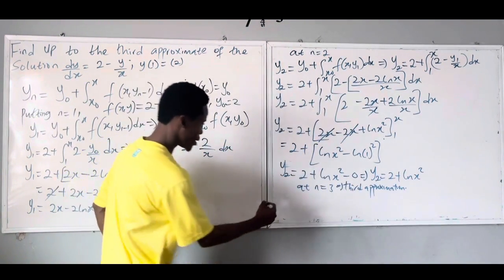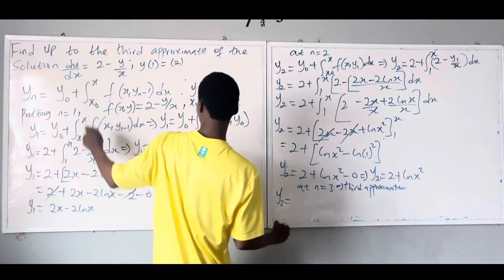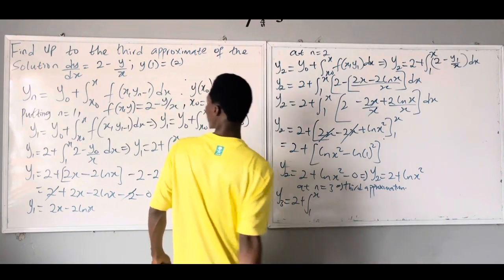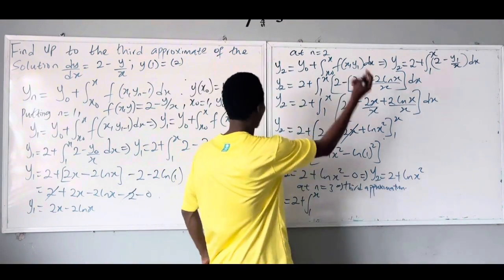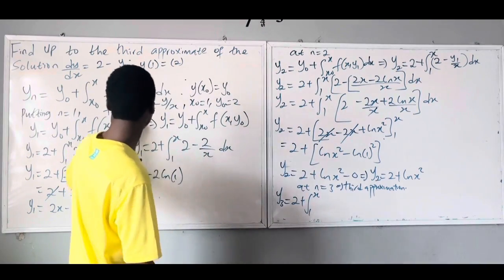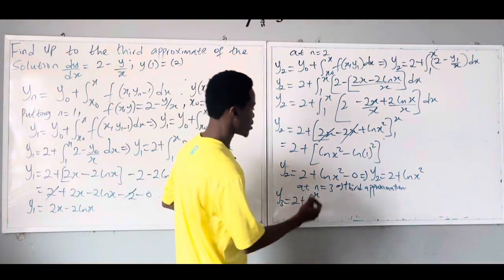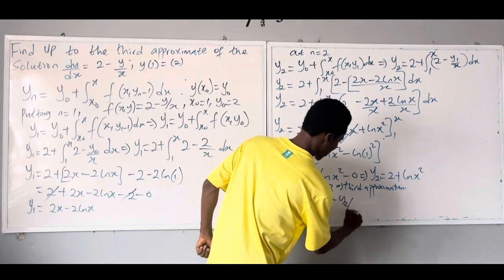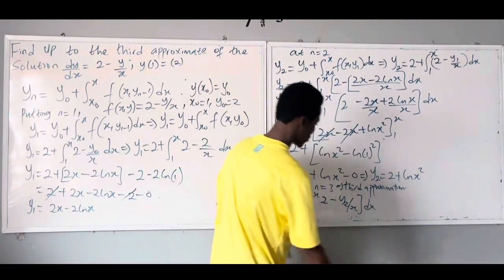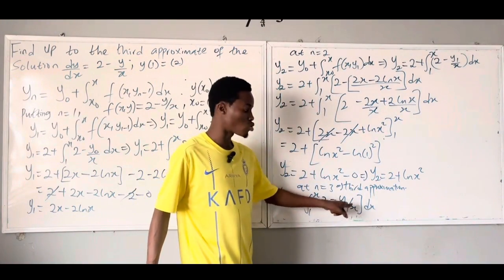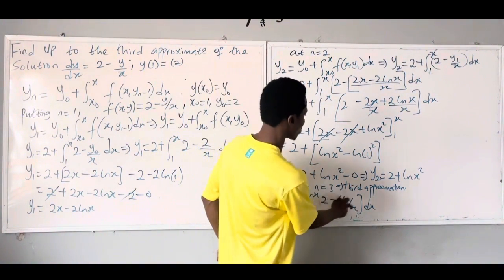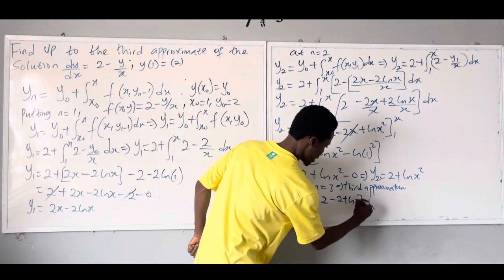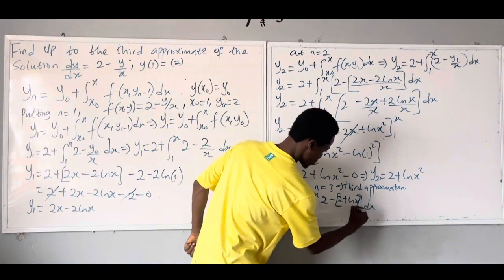So I'm going to have y3, then y naught. Our y naught already is what? 2 plus the integral from 1 to x of f of s, y2. Our f of s, y2 is 2 minus y2 of s ds. So I'm going to have 2 minus y2 of s ds. But our y2 already is what? This 2 plus ln s squared. This minus is affecting all of this.